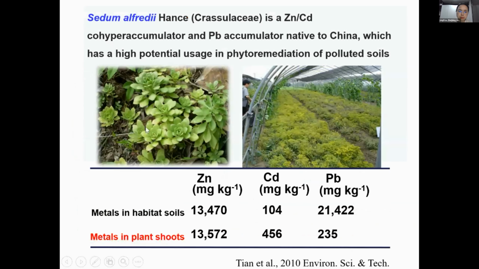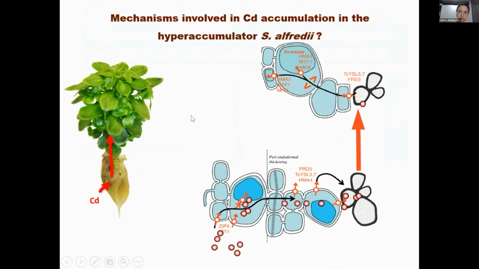And the plant material we used is Psyllium. This is a cadmium and zinc co-hyperaccumulator, and also lead accumulator, native to China. So it is widely used in the phytoremediation of polluted soils in China now. So our project is to understand why these plant species can hyperaccumulate cadmium.